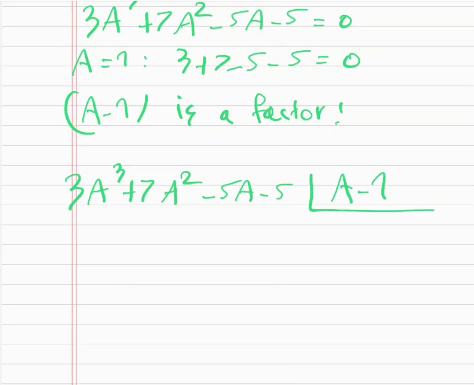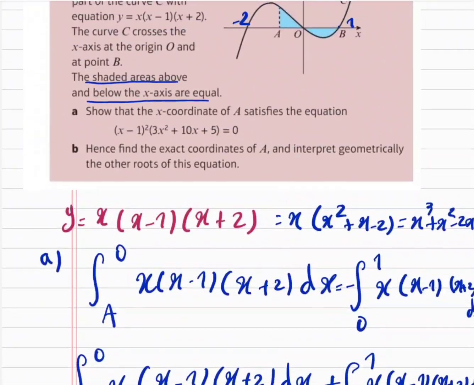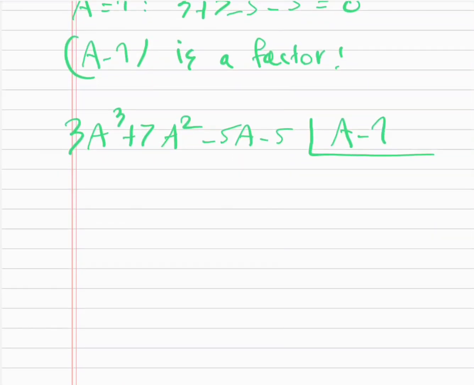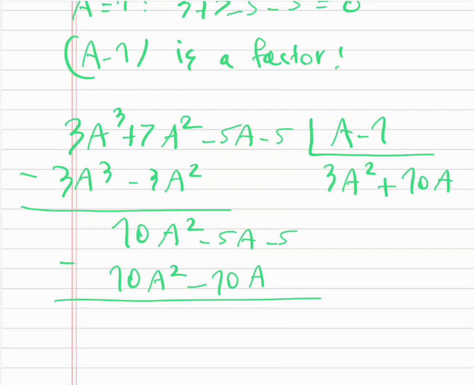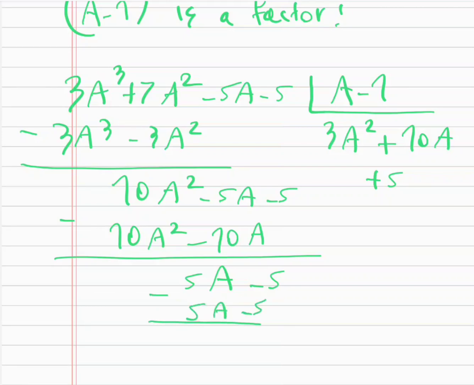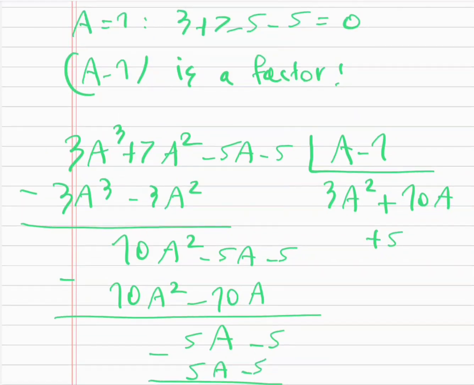So let me just derive this quadratic here. So 3a squared plus 10a plus 5. So we have 3a squared here, so we get 3a cubed minus 3a squared. So we take away and we get 10a squared minus 5a minus 5. So we have 10a here, which is 10a squared minus 10a. So subtract again and we get 5a minus 5. So we just simply do 5 here. So that gives us 5a minus 5, which is 0. And that's indeed the quadratic, 3a squared plus 10a plus 5.